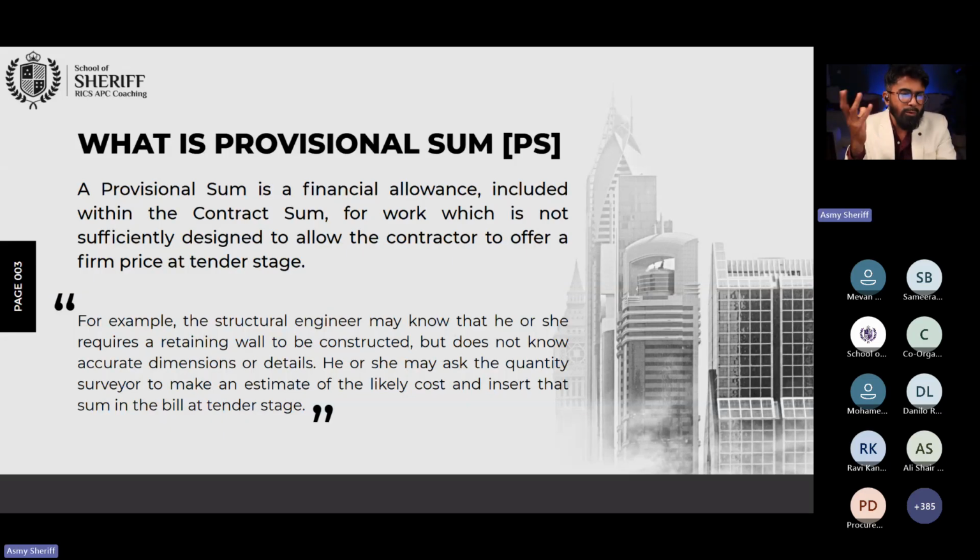So how will you handle this in the contract? You're going to bring in a contractor, right? You're going to mention in the contract, dear contractor, the employer has an idea that he may want to construct a mock-up room, but he is not sure.